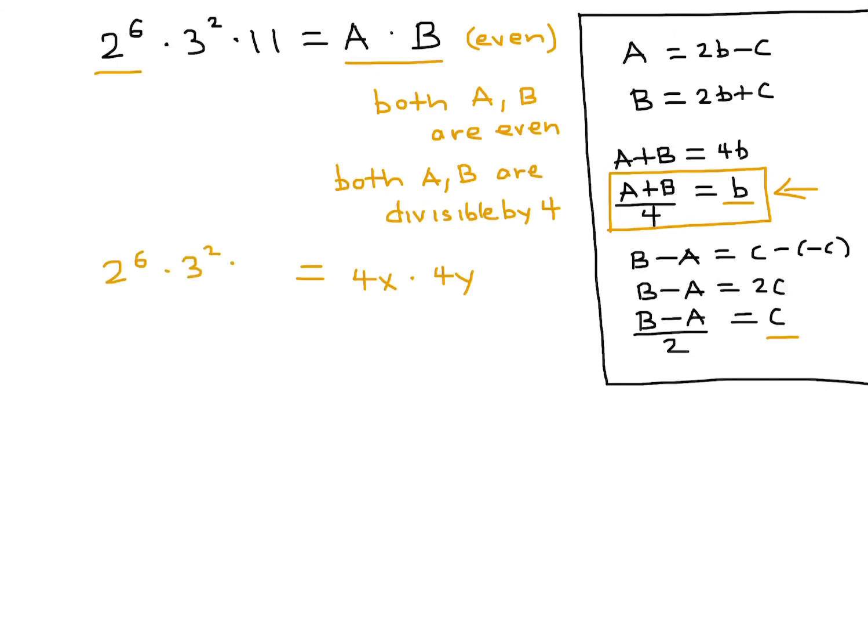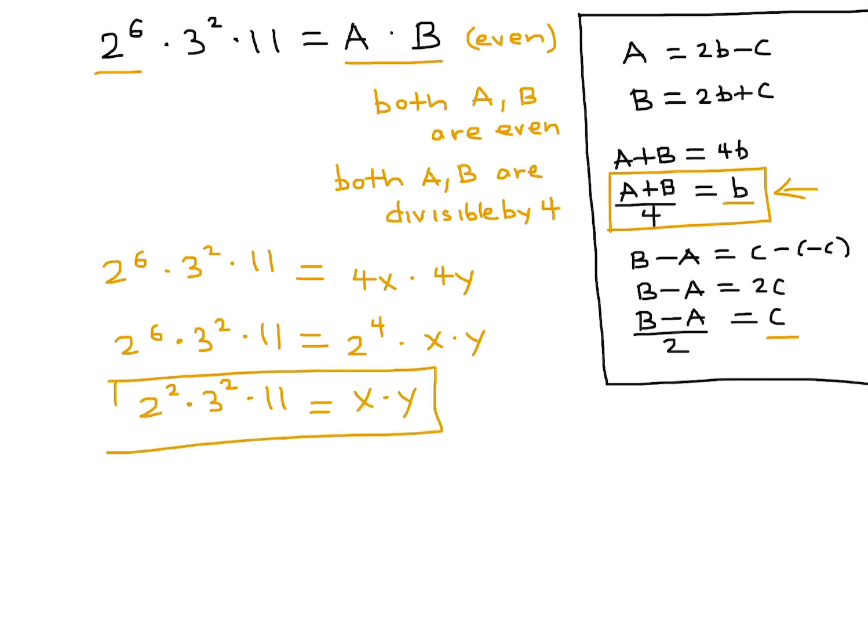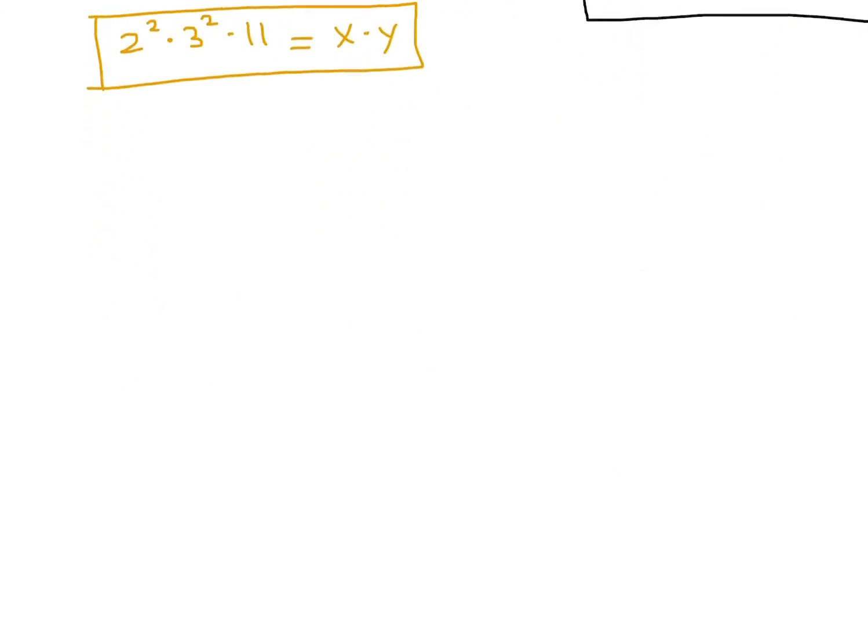So this now becomes 2 to the power of 6, 3 to the power of 2 times 11. 4 times 4 is 16, which is 2 to the power of 4. And then you just get x times y. 2 to the power of 6, 3 to the power of 2 times 11. And the 2 to the power of 4, you can divide both sides by, which leaves 2 to the power of 2 times 3 to the power of 2 times 11 is x times y. This will help us solve for x and y. We can then solve for b and c, and therefore we will get our values for n.